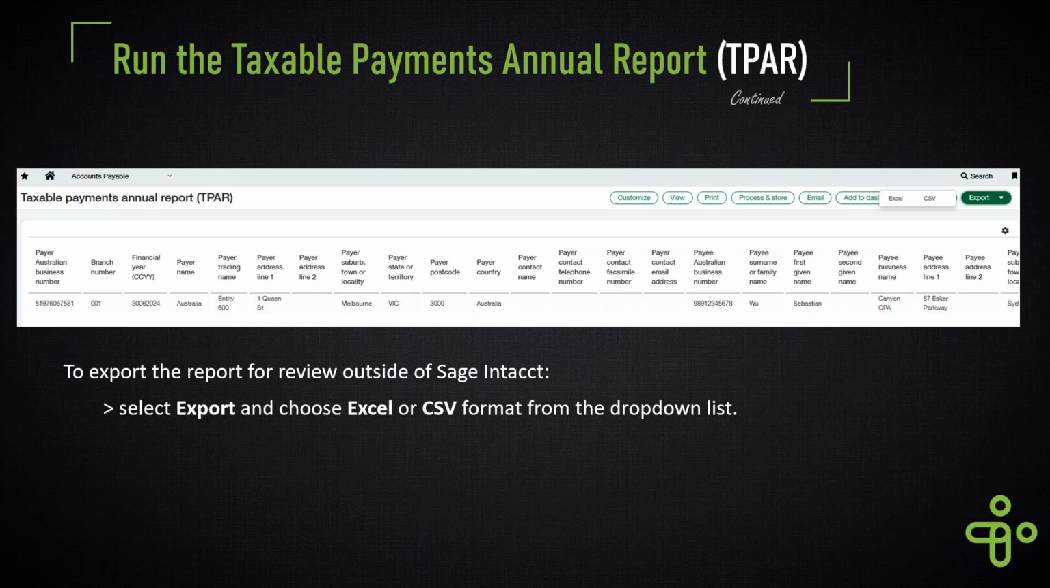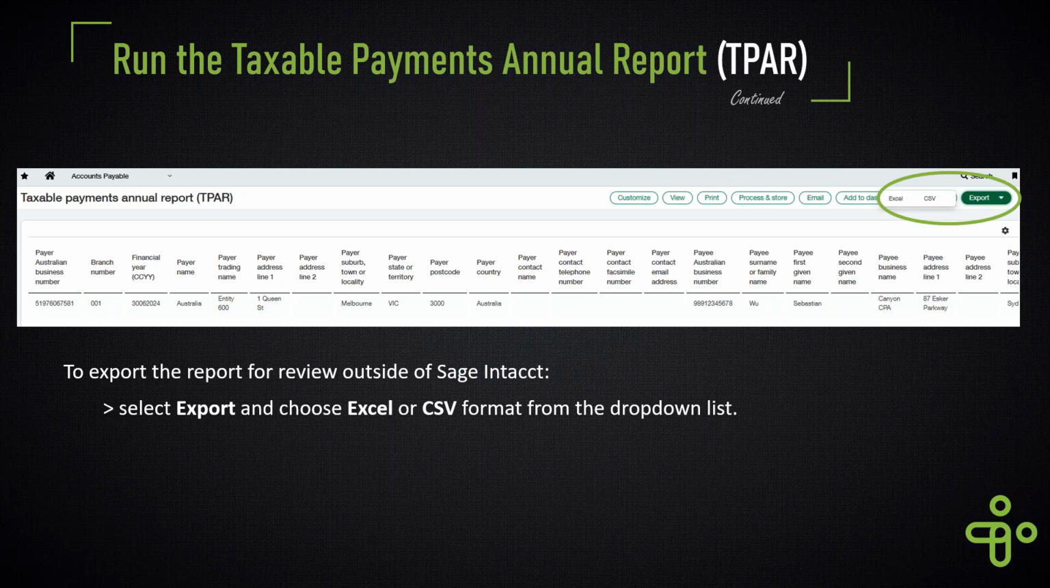And this image in this slide is what the report looks like in Sage Intacct when you view it. To export the report, select Export and choose Excel or CSV format from the drop-down list. This option provides you with all the details in a report so that you can view and review the data before submitting it to the ATO.